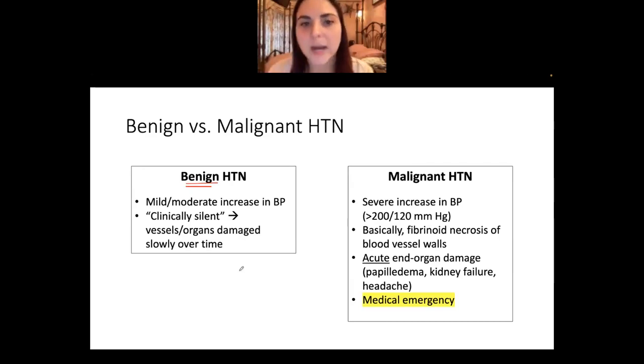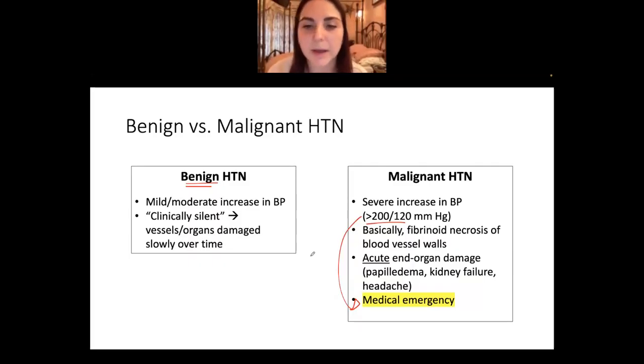Versus malignant hypertension, this is a severe increase. They say, again, this is from 2019, over 200 over 120. That seems super high to me. This is a straight medical emergency. Things can happen to that patient right now from having such high blood pressure. What they're saying is there's straight up fibrinoid necrosis occurring right then and there. So very acutely, you can have end organ damage.